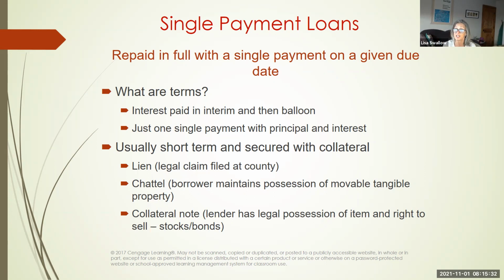You can still use it in the interim. Like if it's my car, I can drive it. If it's my boat, I can use it. If it's my stock, I can't sell it because they've got title to it. Chattel refers to collateral that is tangible property, like a car.